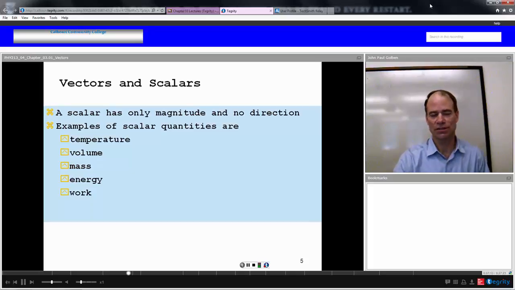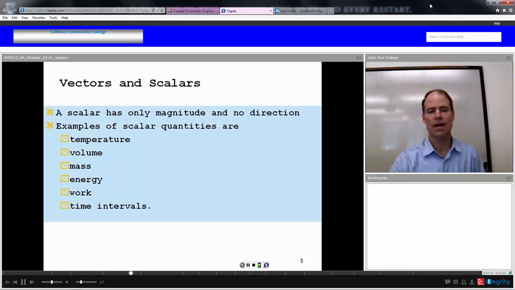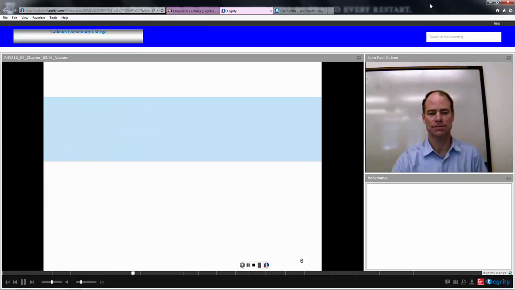Work is a form of energy, so the same thing. All these things are scalar quantities. They only have magnitude. Time interval, amount of time that you have, just a magnitude of something. So these are all scalars.